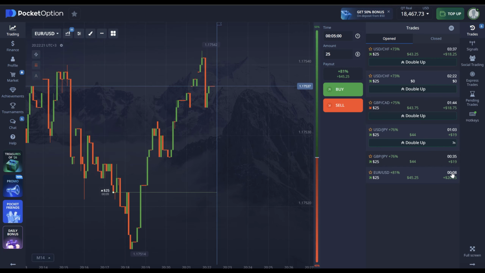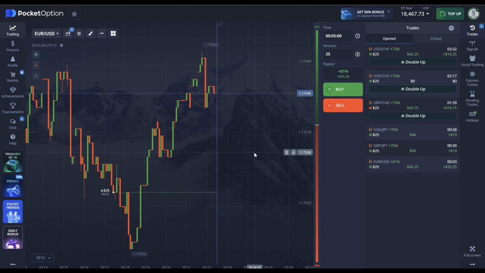The euro dollar will currently close in profit in about 8 seconds. The price has gone up right now as we speak. Everything is great here. So far the only trade in the red is the dollar Swiss franc. There are still 2 minutes and 15 seconds left here.